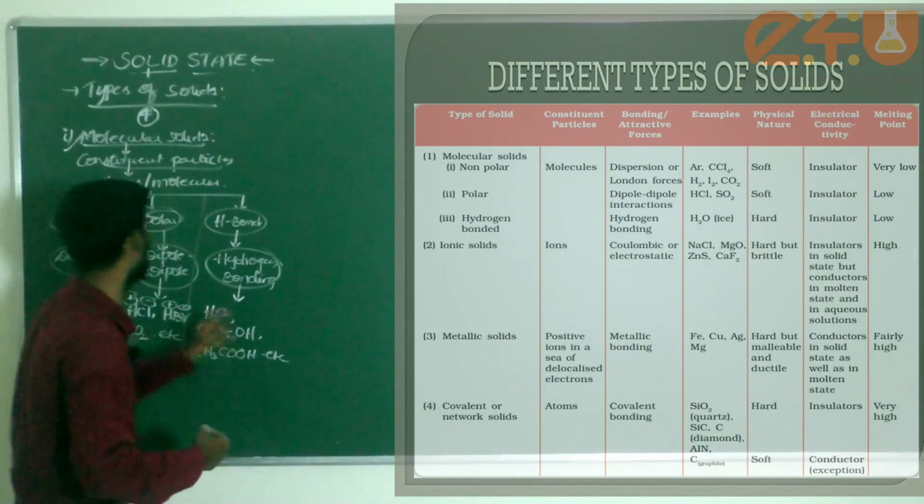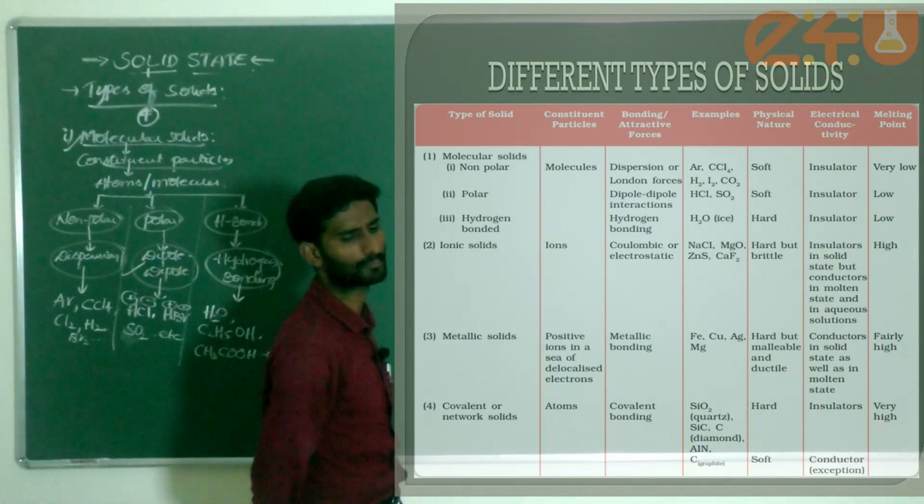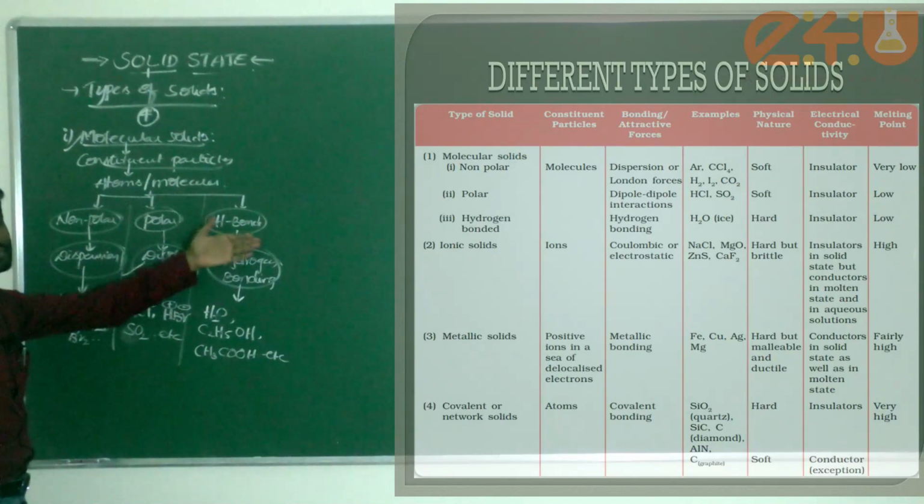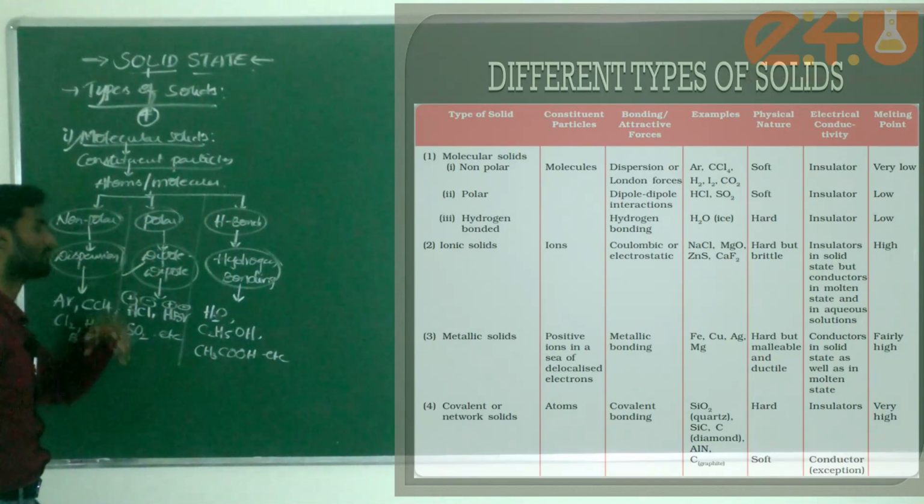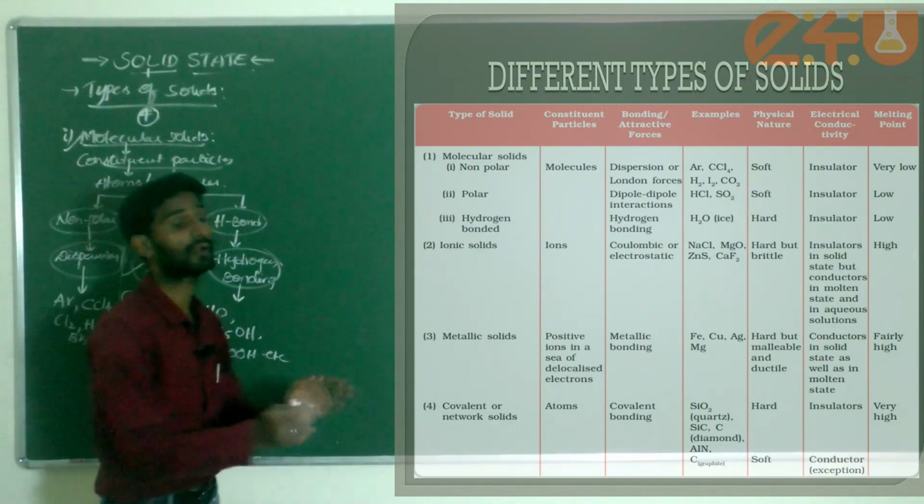These are the examples. Next, they gave some physical properties. Generally these molecular solids are soft in nature. This is also soft, but in case of hydrogen bonding, dear students, it is hard in nature.